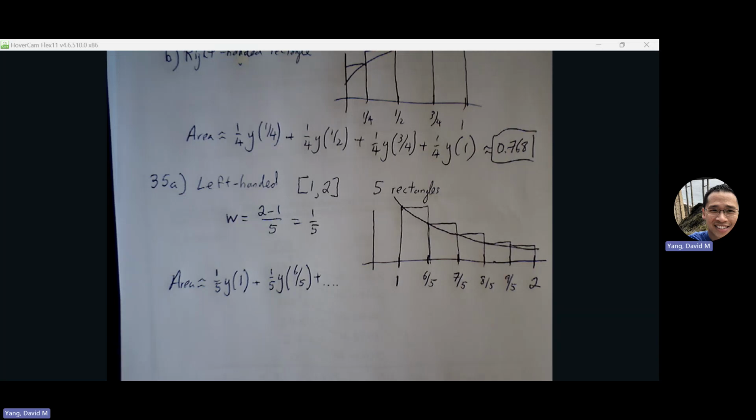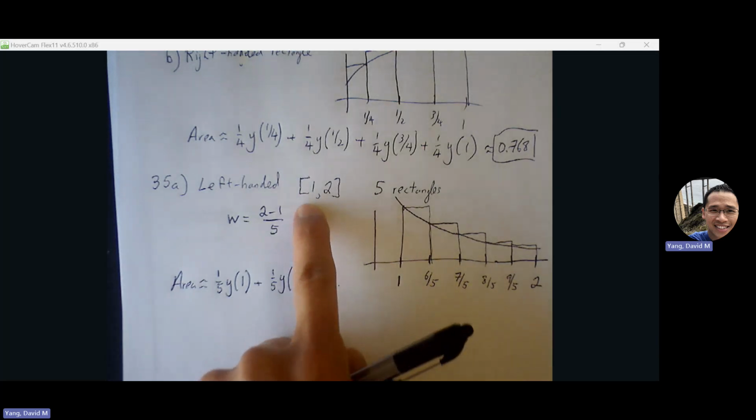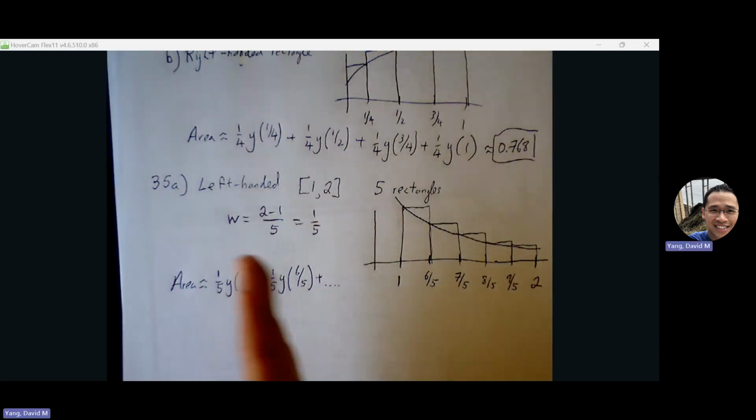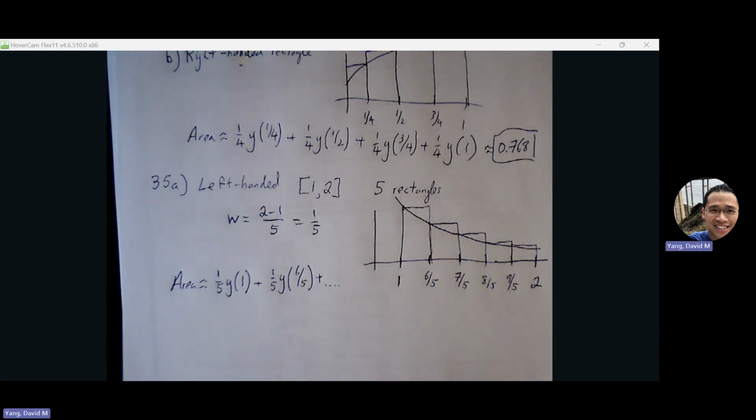Yeah, and you'll do the same thing for 25, 27, and 29. Find your width and build out your width and height for each of the subintervals.